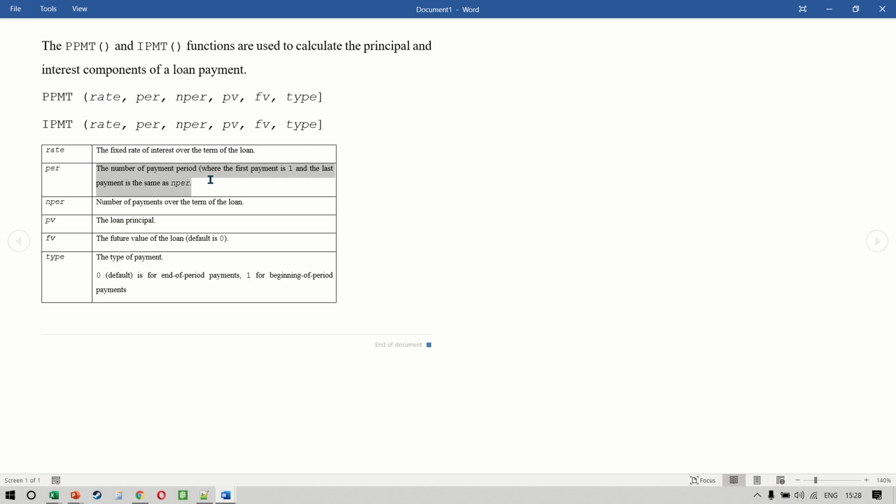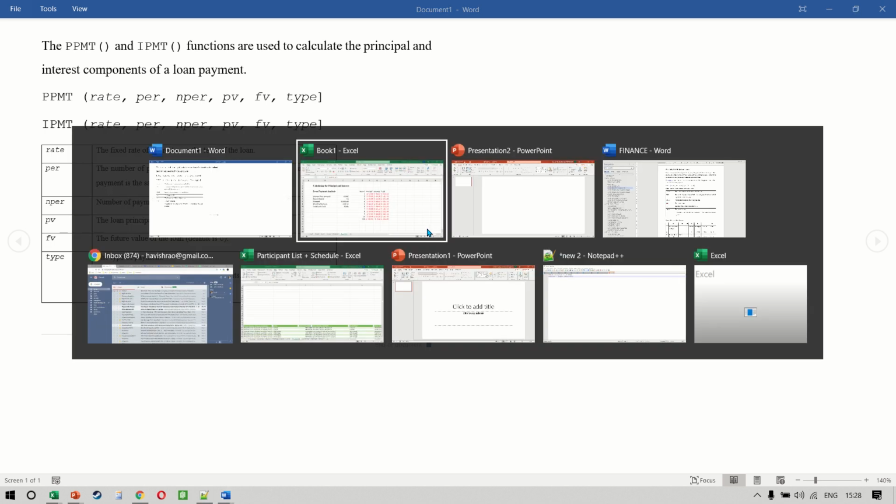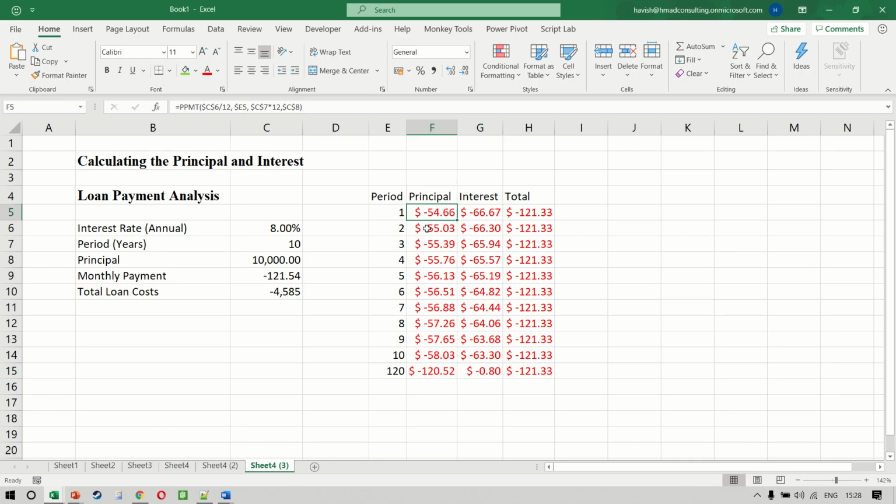PER is the payment period, where one would be the first payment and the last payment should be the same number as the NPER. And then NPER is the number of payments, the loan principal. In case you have a balloon payment, then you can put the future value as well. So this is very handy when you want to create a schedule and want to understand that for a loan that you're repaying, what is the breakup of principal and interest during that entire loan tenure.